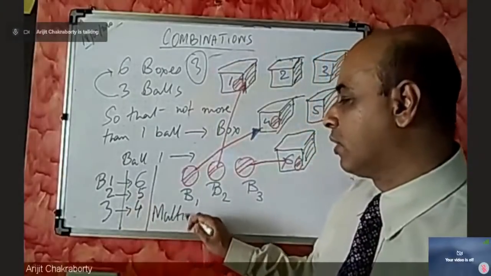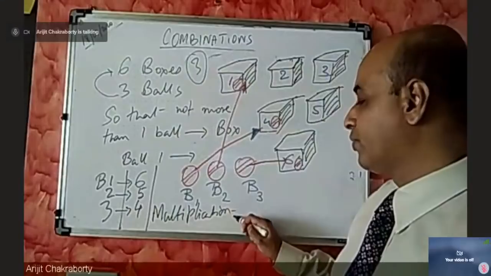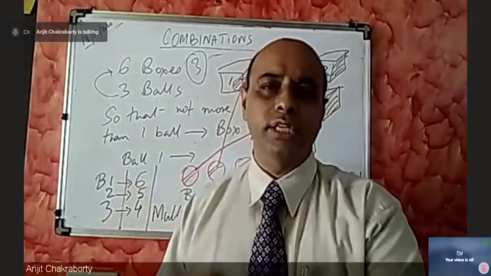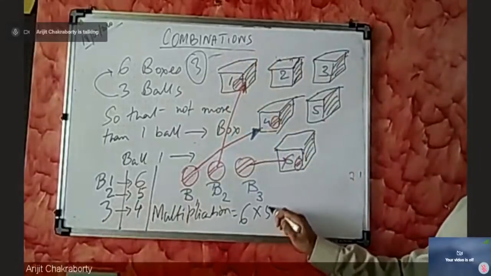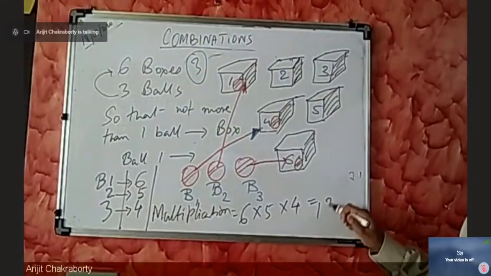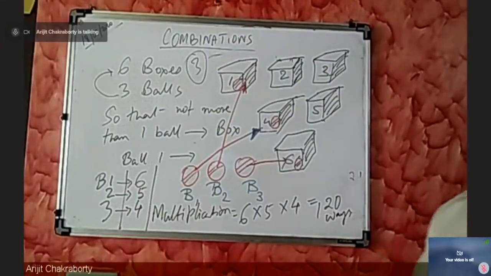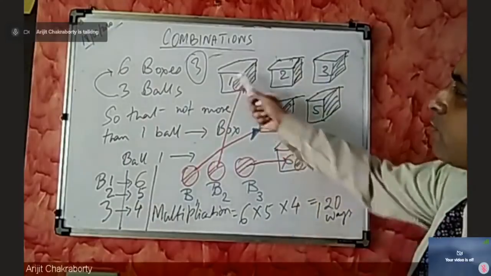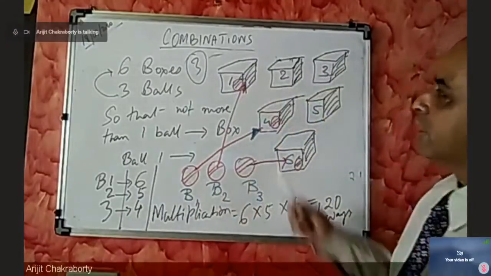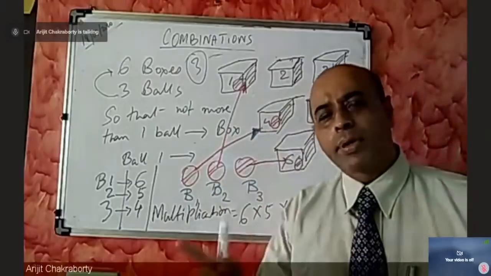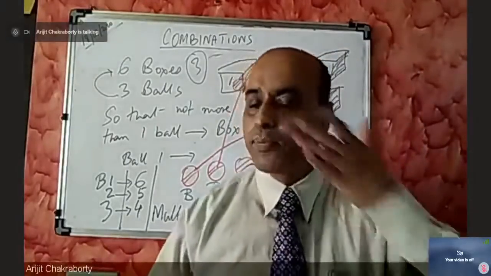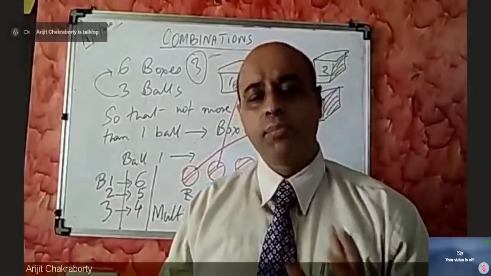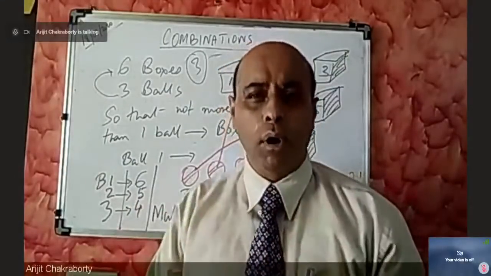So the multiplication rule will be applied, and therefore the number of ways in which you can put these 3 balls in the 6 boxes will be 6 into 5 into 4, that is 120 ways. So this is the conceptual way. I hope you can now see clearly that we had 6 boxes and we are throwing 3 balls, and each lands in one particular box. The condition given in the problem is that if one ball goes into one box, I cannot throw another ball in the same box, so not more than 1 ball per box.